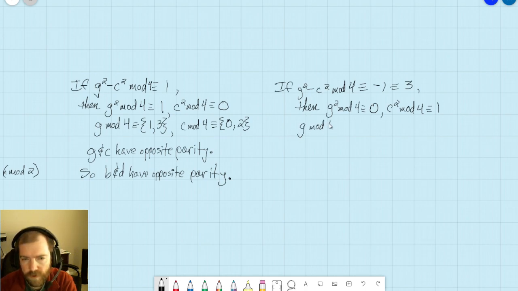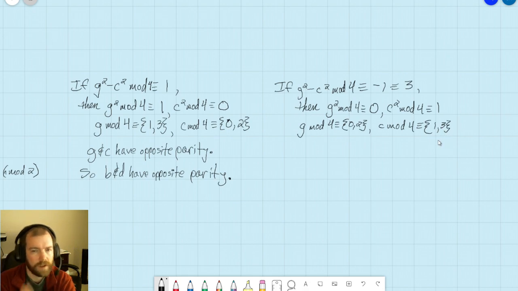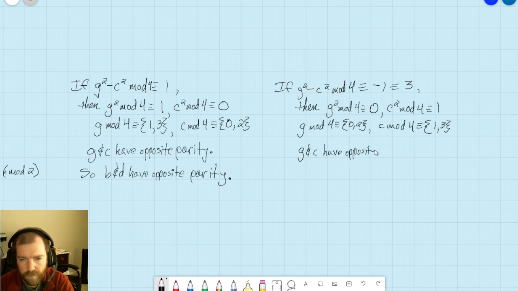So then g mod 4 is going to have to be either a 0 or 2. And c mod 4 will have to be our 1 and 3. So G and C are going to have opposite parity, so B and D are also going to have opposite parity.